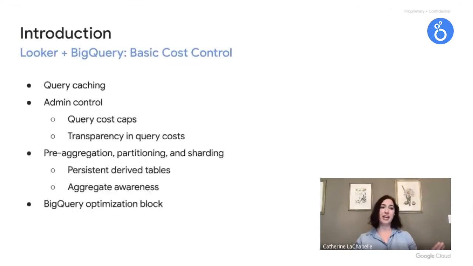Before we get to all of that, I just wanted to address how you can do some basic cost control between Looker and BigQuery. As you may recall, the Looker architecture is unique in that we run 100% in your database, which means that what Looker is doing is generating the SQL queries for you, but sending those to your database, BigQuery in this instance, to actually execute the queries and return the result set back to Looker.